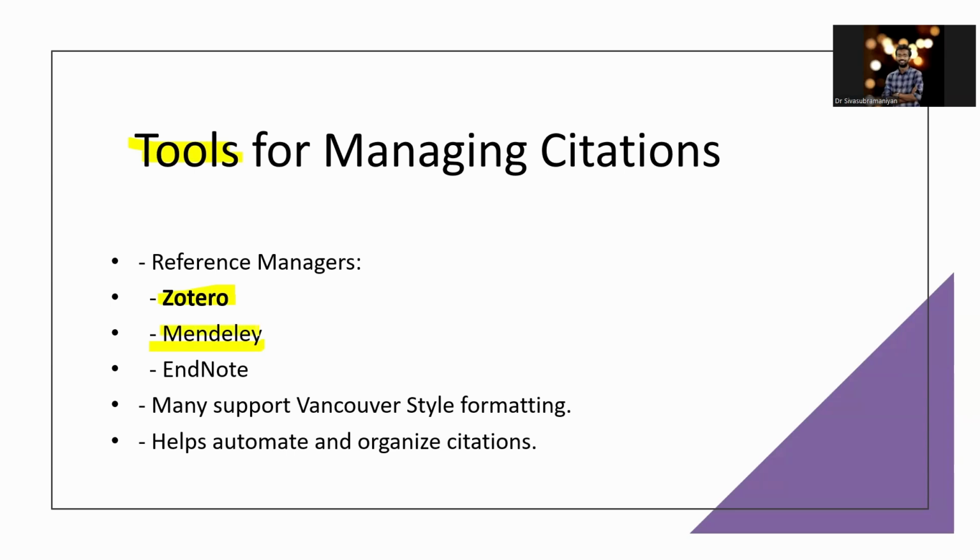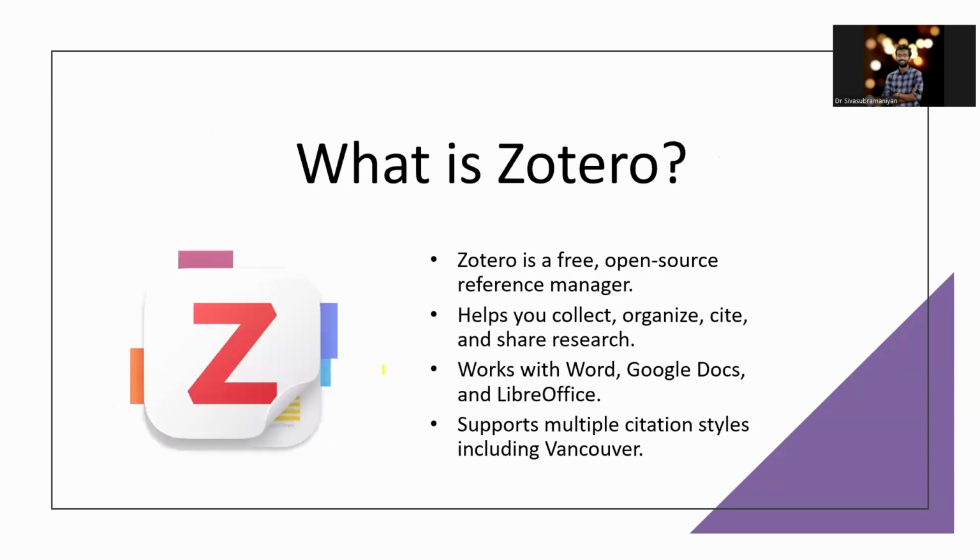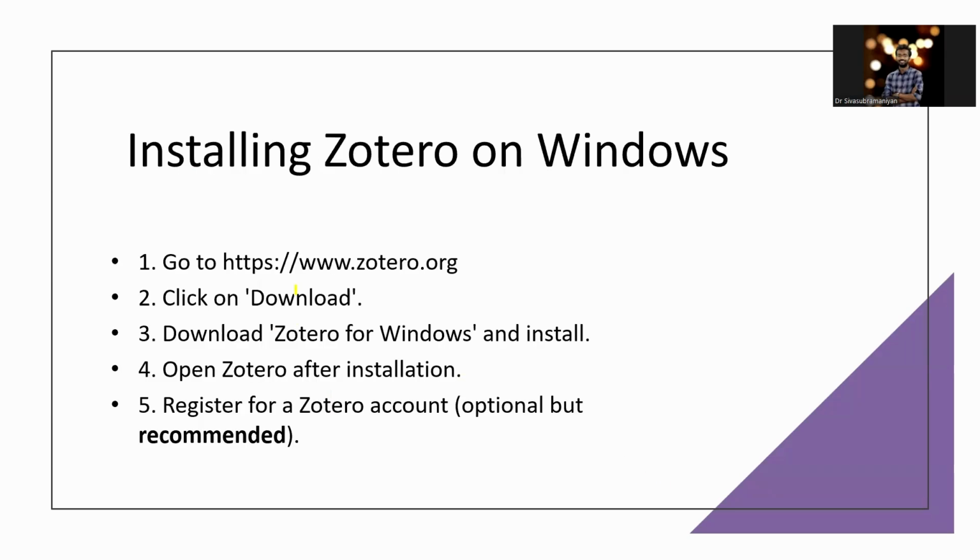Various online sources are also there, but to cut it short, I have selected the easier one, Zotero, which is free, open source reference management software. It helps to collect, organize, cite, and share your research. It works with Word, Google Docs, or even LibreOffice, and it supports multiple citation styles, which includes Vancouver. That's why it's very easy for us to use.